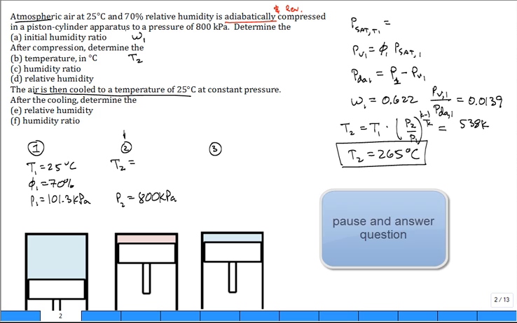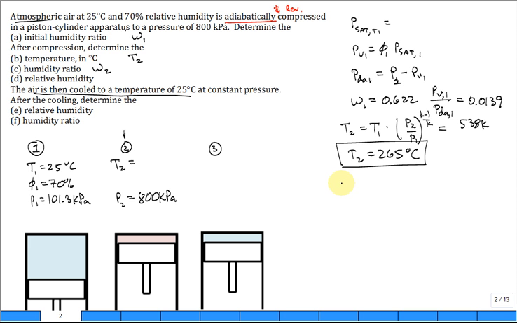Now for part C, what is the humidity ratio omega 2? I'm going to pause and I want you to give me an answer for that. All right, so what we find is that the relative proportion of vapor to dry air didn't change. I didn't take some vapor out or add some vapor. I didn't take some dry air out or add some. I know I changed the pressure. I know we changed the volume, but omega 2 is equal to omega 1. It's the same numeric value. So that's how you get the answer to part C.